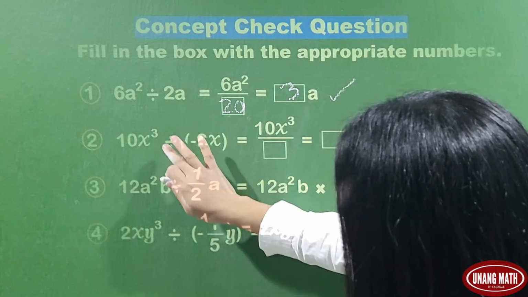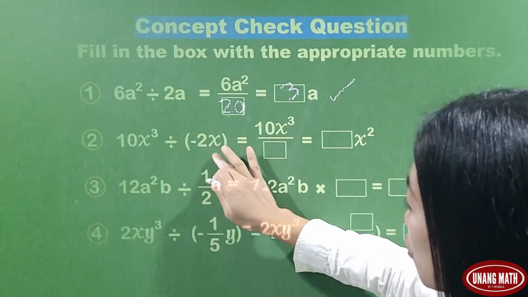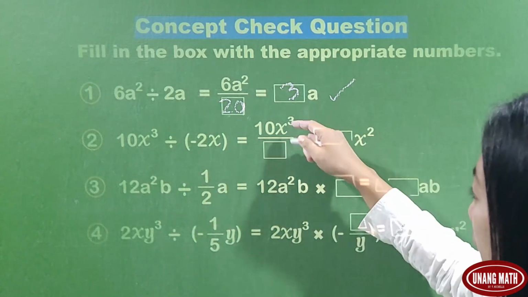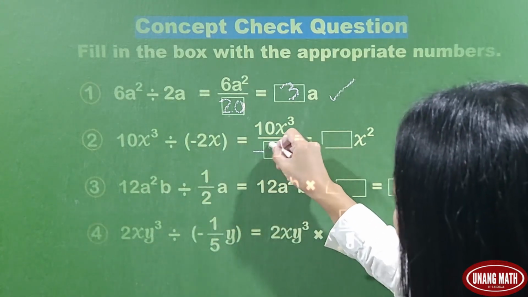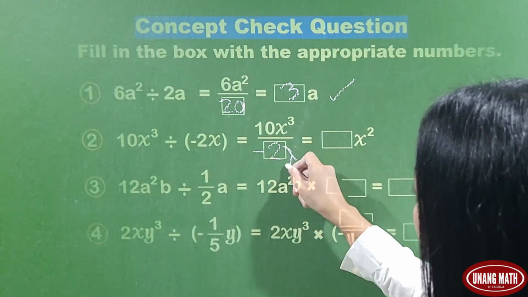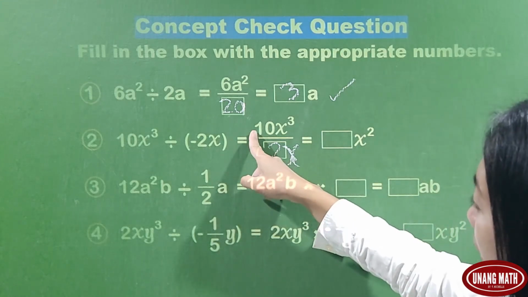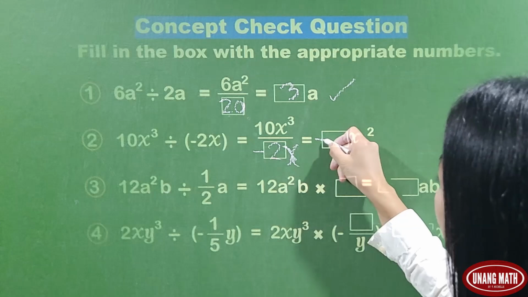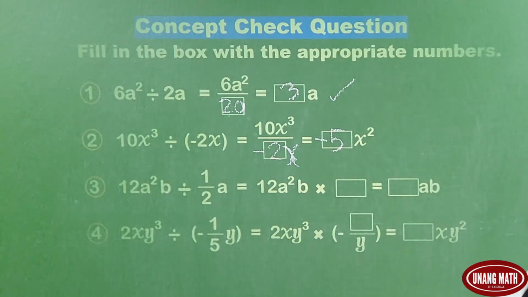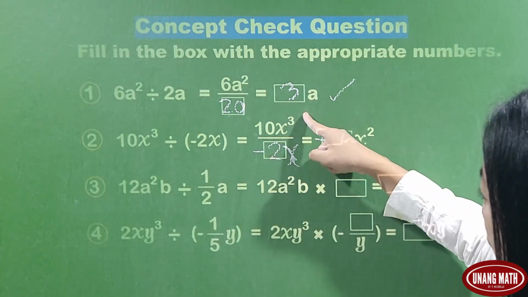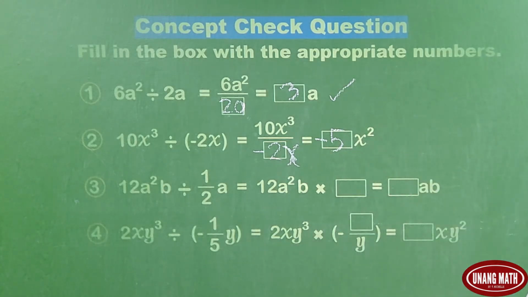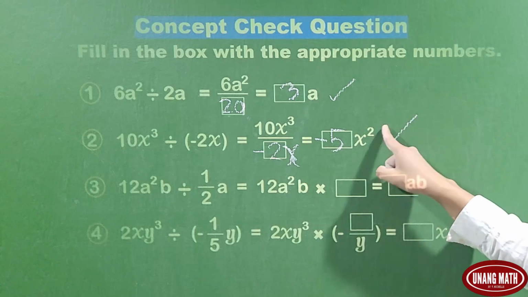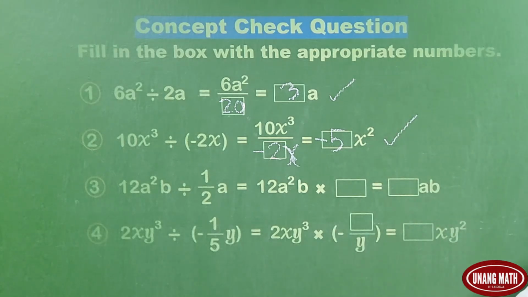What about number 2? 10x raised to the power of 3 divided by negative 2x. Numerator is 10x raised to the power of 3. Denominator is negative 2x. Simplify. 10 divided by negative 2, that's negative 5. And x raised to the power of 3 divided by x is x raised to the power of 2. So this is negative 5x raised to the power of 2.